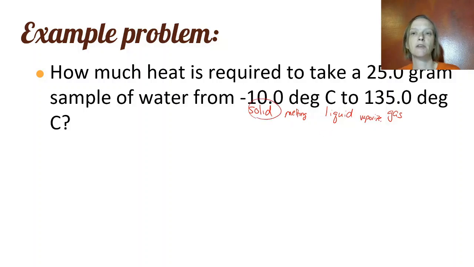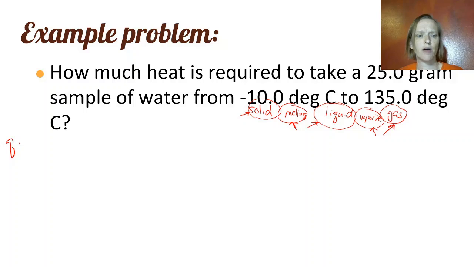So there are 5 different stages here for us to account for when we're determining the heat energy associated with this problem, the heat energy required to heat up the water this much. So let's look at each section of the equation. We're going to do solid, liquid, and gas together because those all use the energy equation that we learned before, Q equals C times M times delta T. And then we'll do melting and vaporizing separately.